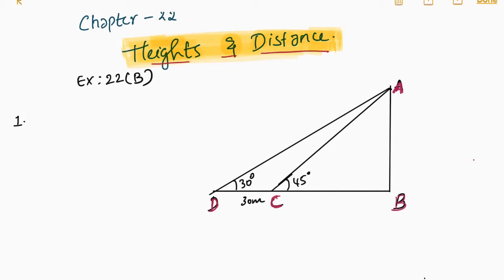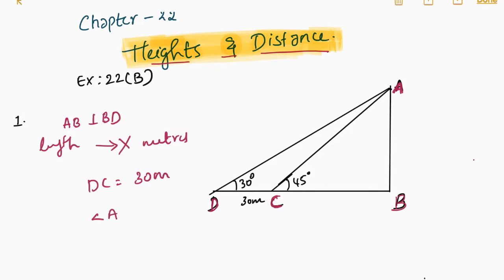In the figure given below, it is given that AB is perpendicular to BD and is of length x meters, and DC equal to 30 meters. Angle ADB equal to 30 degrees and angle ACB equal to 45 degrees. Without using the table, find the value of x. So let me write down here.